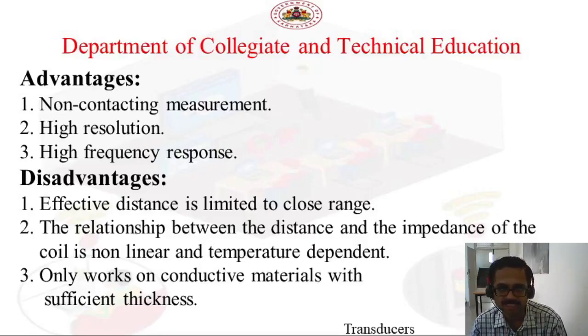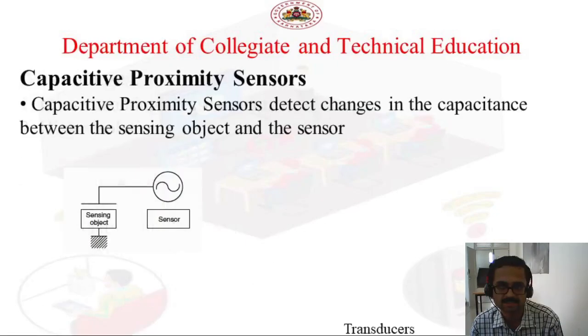It only works on conductive materials with sufficient thickness. So it works only on conductive materials, because for eddy currents to be generated you require conductive material. So it is used and works only on conductive material. Okay. So that is the proximity sensor, the eddy current proximity sensor.